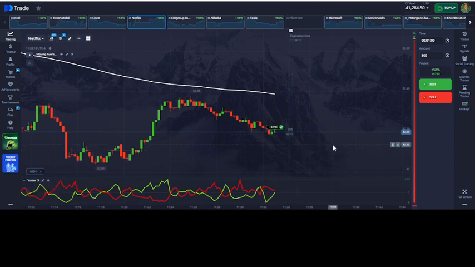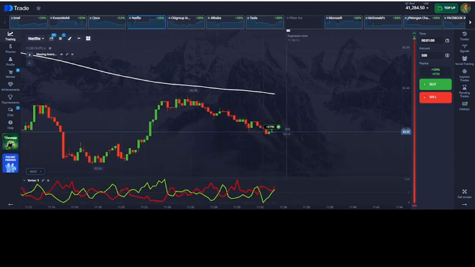Okay, so that trade was in the money. Let's go on to the next stock trade setup.